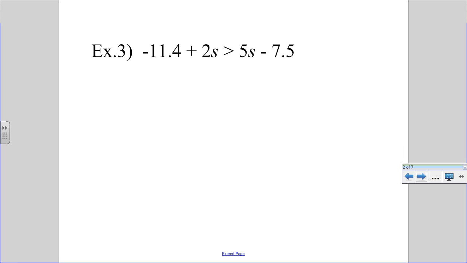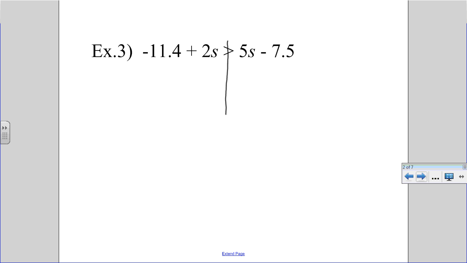All right, so let's take a look, ladies and gentlemen. We now need to solve the following problems. And what we need to remember is that if we multiply or divide by a negative, we've got to pay attention to what happens there. So I can draw a line through my inequality just like I do an equal sign, and I just start manipulating both sides.